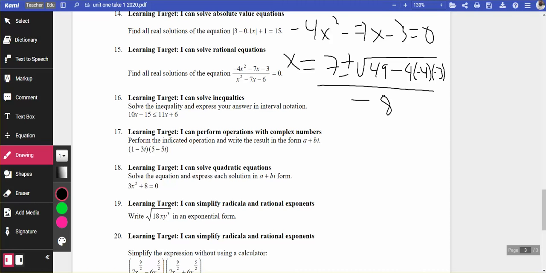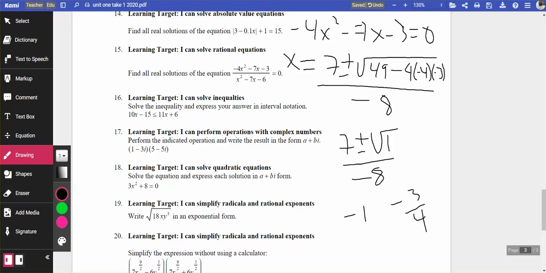Then when you do all that business, you get 7 plus or minus the square root of 1 all over 8. Well, what's the square root of 1? It's 1. So 7 plus 1 is 8, 8 over 8 is 1. I'm sorry, that's negative 1. And then 7 minus 1 is 6, negative 6 over 8, which reduces to negative 3/4. And of course, you want to go back and see if those work. So that's number 15.